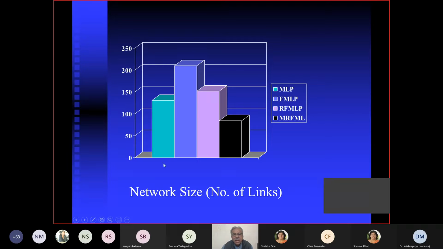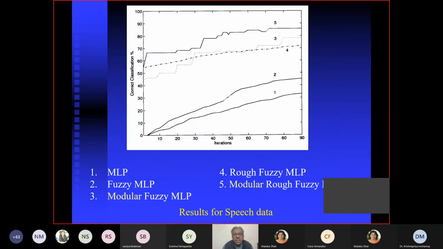Similarly, network size: here the network size is increased because you are using fuzzy, then rough fuzzy, then this is modularity. So the network size is reducing, and so is the number of links. If you draw the graph of number of iterations against correct classification for MLP, fuzzy MLP and modular, you see the improvement of 3/2, and improvement over 5/4 using the modular concept for speech data.